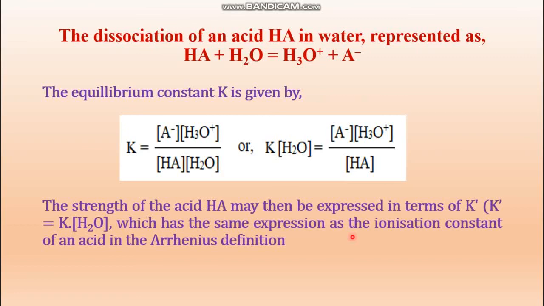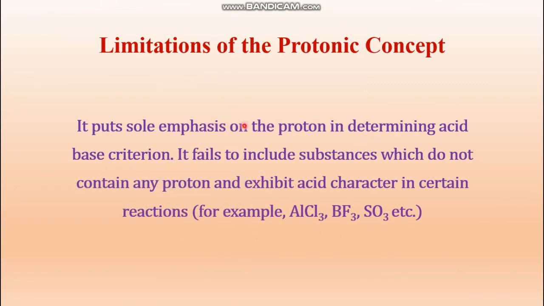Now, some limitations of this theory are also there, because from the very beginning I have been saying release the proton or receive the proton. So, this is the disadvantage: only the proton is involved and no other species can be involved. So, some Lewis acids, acidity and basicity cannot be explained in the light of this protonic concept. It puts sole emphasis on the proton in determining the acid-base criterion. It fails to include substances which do not contain any proton and exhibit acid character in certain reactions, for example, aluminium chloride, this is the Lewis acid, boron trifluoride or SO3, etc.